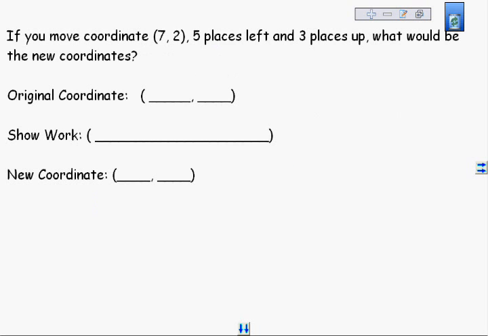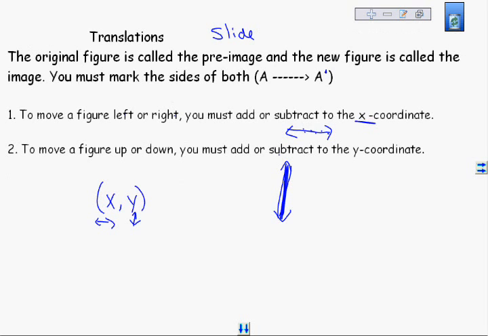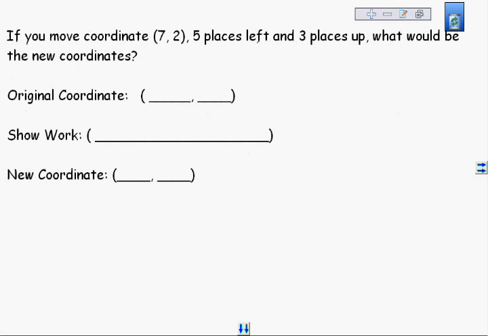So let's look at this example. If you move coordinate 7, 2, 5 places left and 3 places up, what would be the new coordinates? 5 places left. Which coordinate do you mess with when you move left? When you move left or right, you add or subtract to the x. So left on the number line, is that subtracting or adding? Subtracting. So we're going to subtract those 5 places. We're going left, so we subtract.